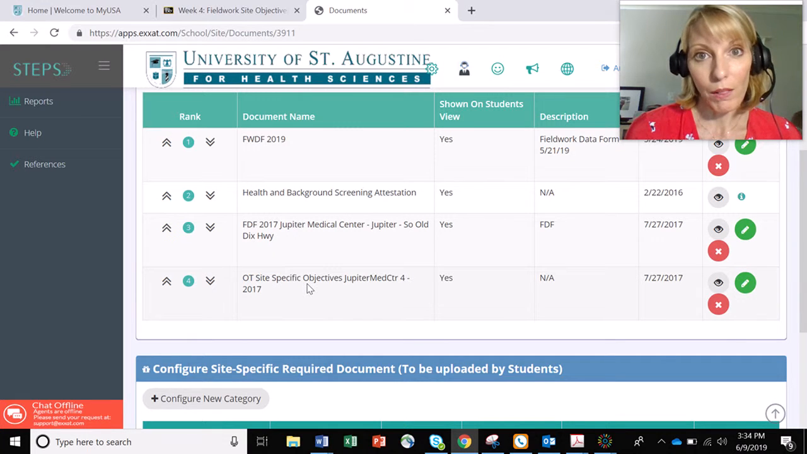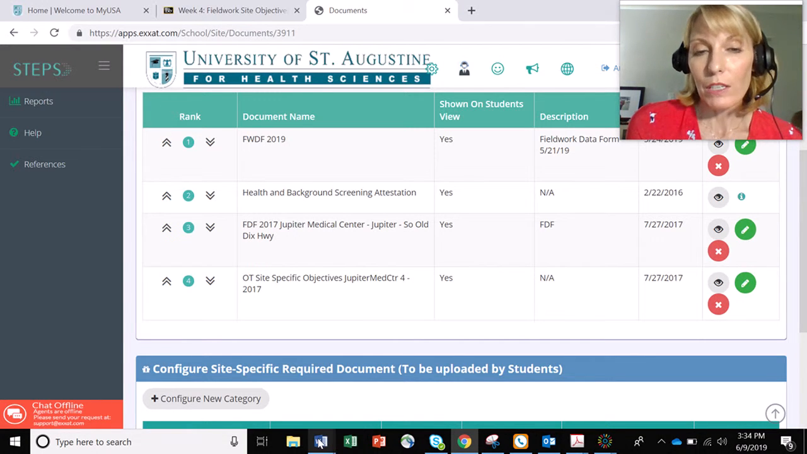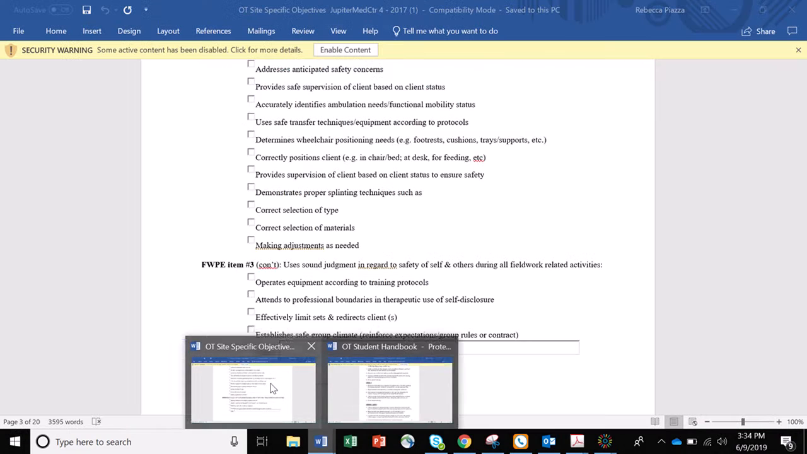Your Padlet wall is due Wednesday evening by 11:59 because you need to respond to a minimum of one of your peers by Sunday. So again, please log in, make sure those site-specific objectives are there. They'll look different based on your fieldwork placement site.